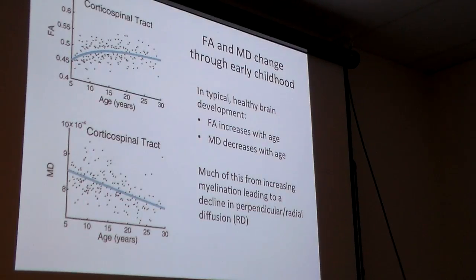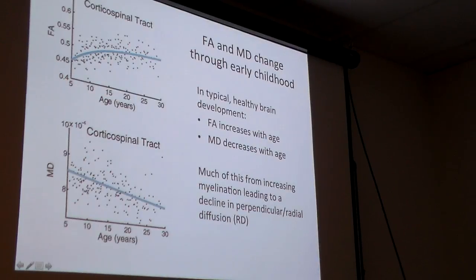Okay, so just to look at the typical development of diffusion measurement. This is looking just at the corticospinal tract, a nice simple tract. And what you see over development, this is looking at 5 to 30 years of age, is that as you get older, FA tends to increase. That's mostly because you're getting more myelin. Diffusion's getting more restricted. So FA will tend to increase with development.